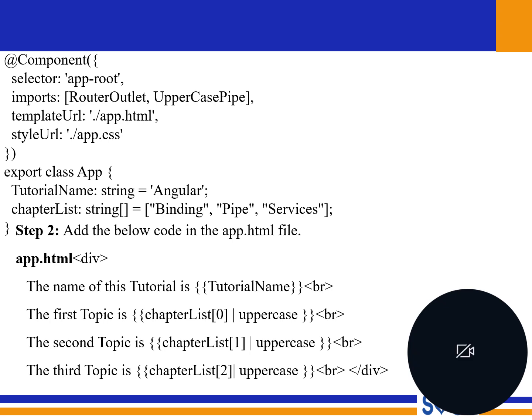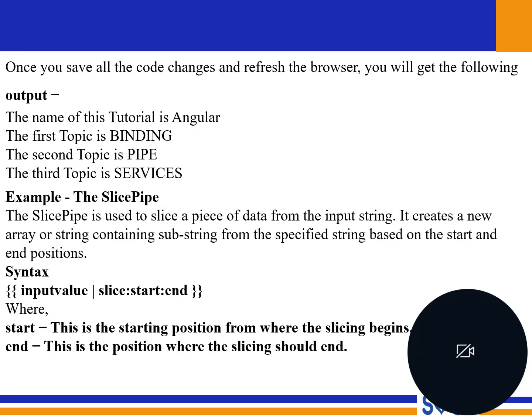In step 2, add the below code in the app.html file. So finally it gives the output as all the output are converted to uppercase. And then the slice pipe. The slice pipe is used to slice a piece of data from the input string. It creates a new array or string containing a substring from the specified string based on the start as well as the end position. Here you have to give the start as well as the end.